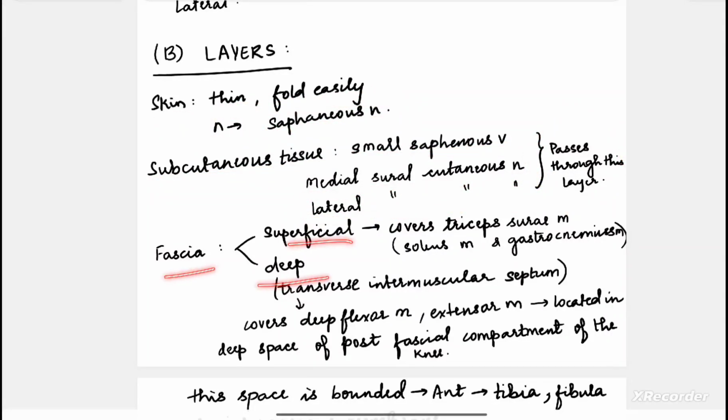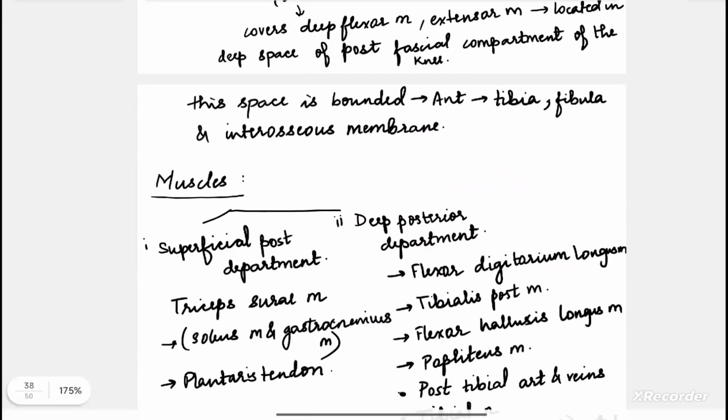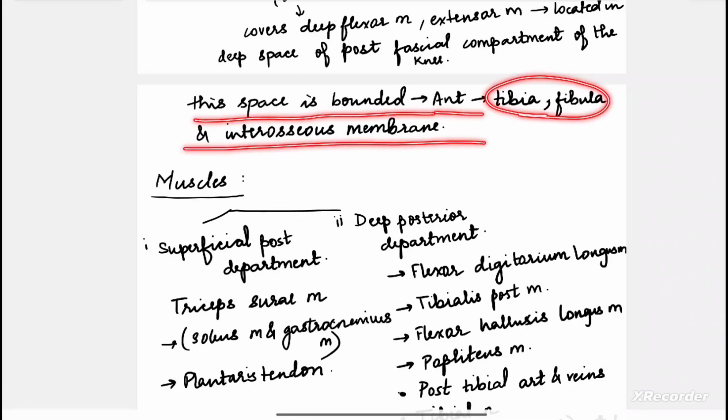Fascia is superficial and deep. The superficial covers the triceps surae muscle, where the soleus and gastrocnemius muscles are present. The deep is the transverse intermuscular septum, which covers the deep flexor muscles and extensor muscles located in the deep spaces of the posterior fascial compartment of the leg. This space is bound anteriorly by the tibia, fibula and interosseous membrane.